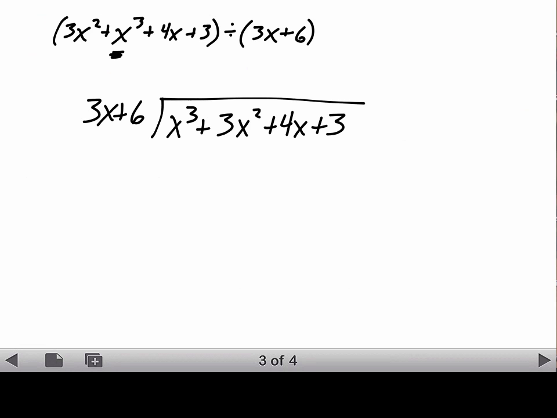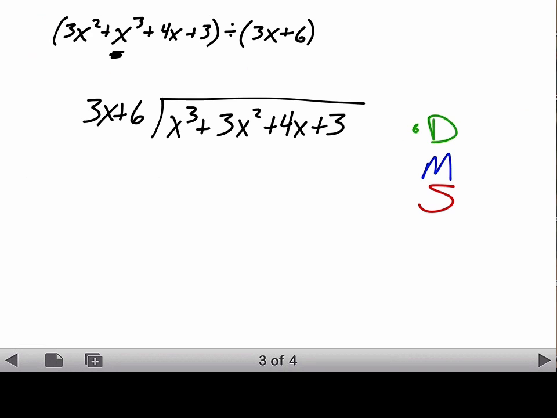and 3x plus 6, the divisor, outside. And our three-step algorithm is divide, multiply, and subtract. Why don't you give this one a shot? Pause the video, divide it out, and then hit play.